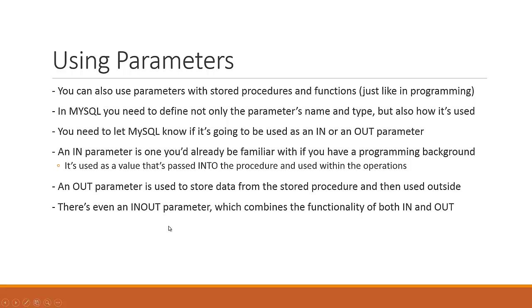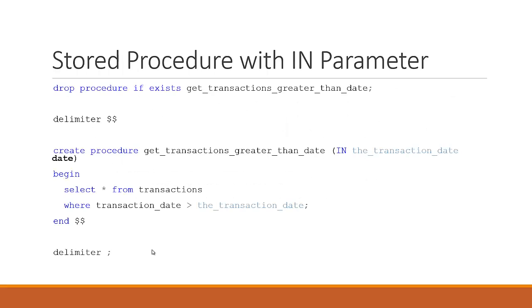An inout parameter is exactly what it sounds like. It combines both the functionality of the in parameter as well as the out parameter. So you can use it to pass data into the procedure itself, and then also use that exact same variable, that exact same parameter, as one that can be passed back out and used outside of the scope of your procedure. Cool. So let's take a look at what a stored procedure looks like with an in parameter.